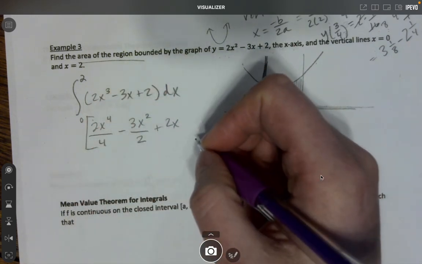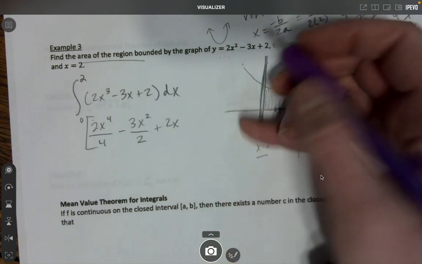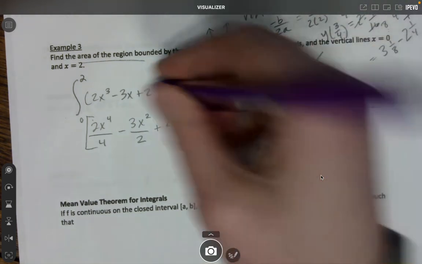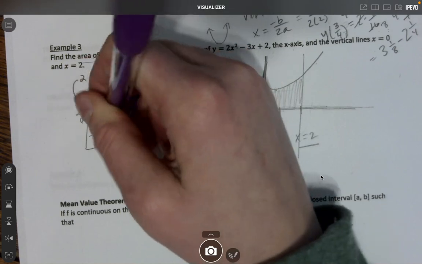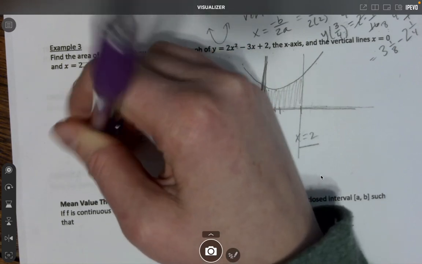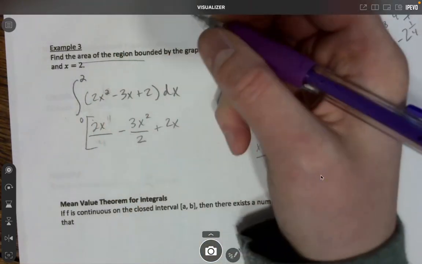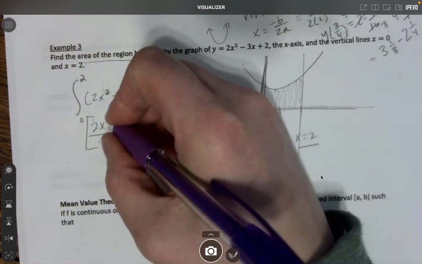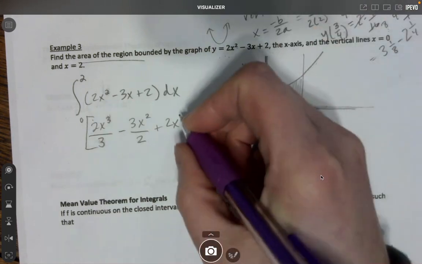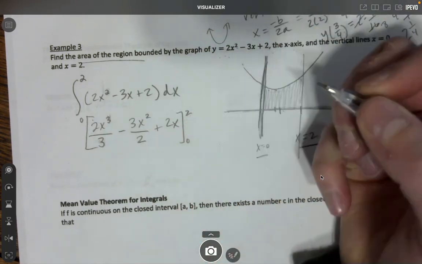And this is from, oh, you know what? I copied that wrong. That's a 2. I really thought it was a 3. It's a good thing I looked over and double checked it. So squared. So then if this is squared, I have to make this cubed, and this is a 3. Okay. Thank goodness we caught that early on.